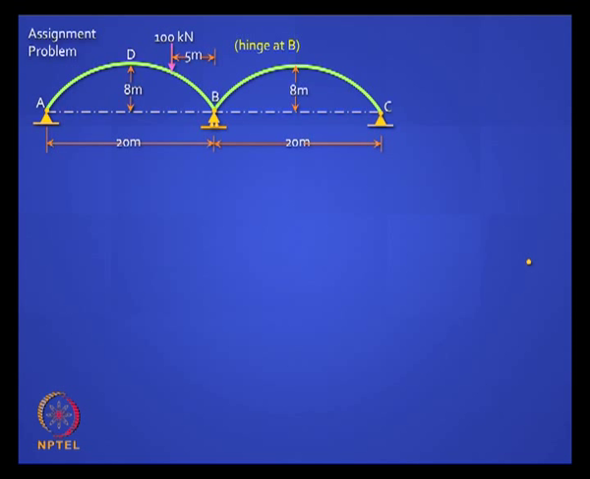You need to analyze both the arches, both are parabolic arches. You need to draw the bending moment diagram, etc., for the first arch ADB, right? You don't worry about the BC arch. So how do you solve this problem? Can you simplify it?